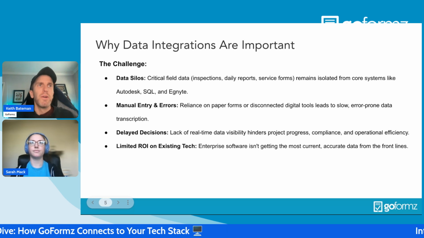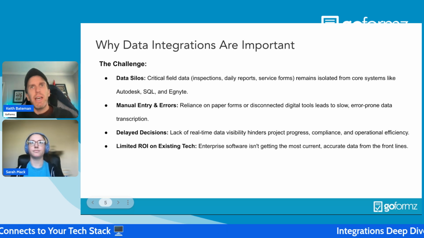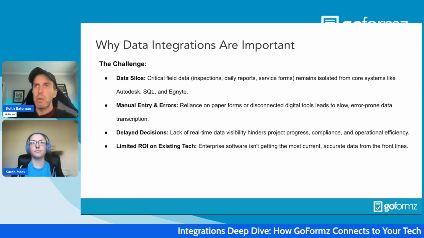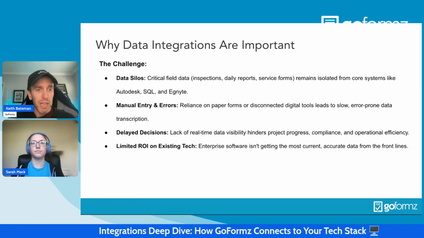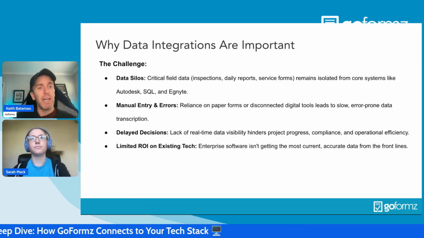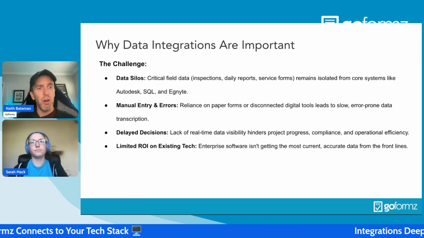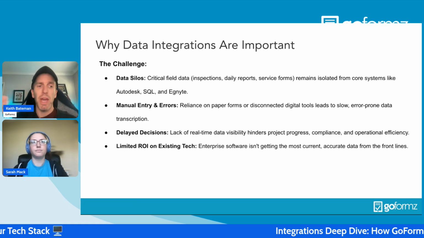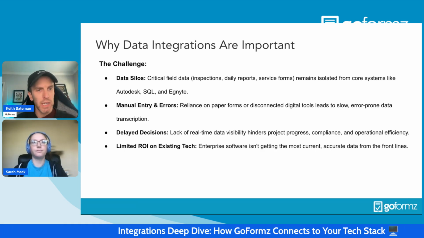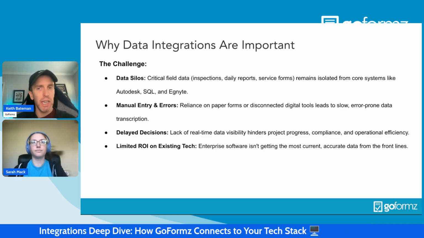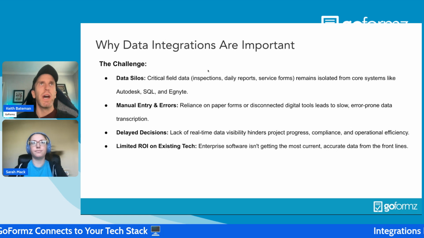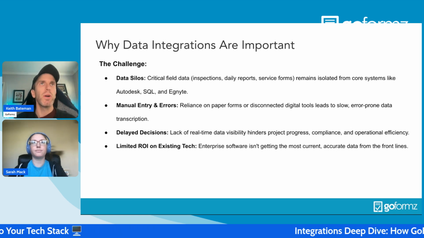And then limited ROI in existing tech. Obviously, we know tech can be expensive, especially if some companies have 5 or 6 systems in place, some only have 2 or 3. But if those systems can't talk to each other, it makes them less efficient. So we want to ensure that GoFormz is able to talk to your systems. That's why we have things like the Open API. We want you to get the most out of all your systems so they work together. You're maximizing their efficiency, and obviously maximizing the money you've put into them. So that's another big reason why these data integrations are so important.